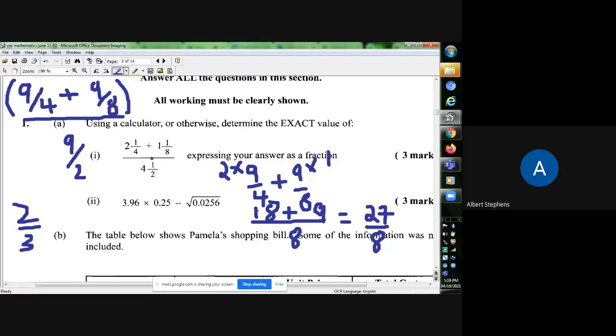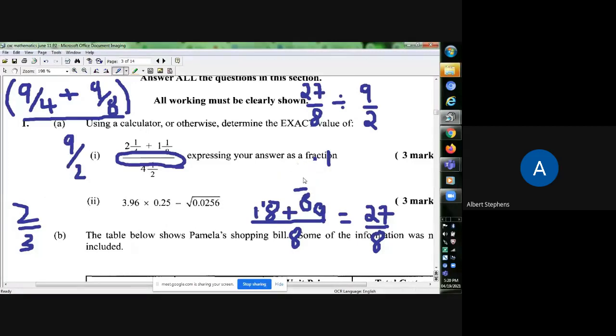All right, you see this bar here, that big bar here, means the what? The divide. All right, so it's going to be 27/8 divided by 9 over 2. Now, let me just mention something to you, that the answer you get for the top piece always stays to the left. If you interchange them, you're going to get the wrong answer. So we're actually dividing 27 over 8 and 9 over 2. And the answer for the top piece stays to the left. If you have it any other way, you're going to get it wrong.